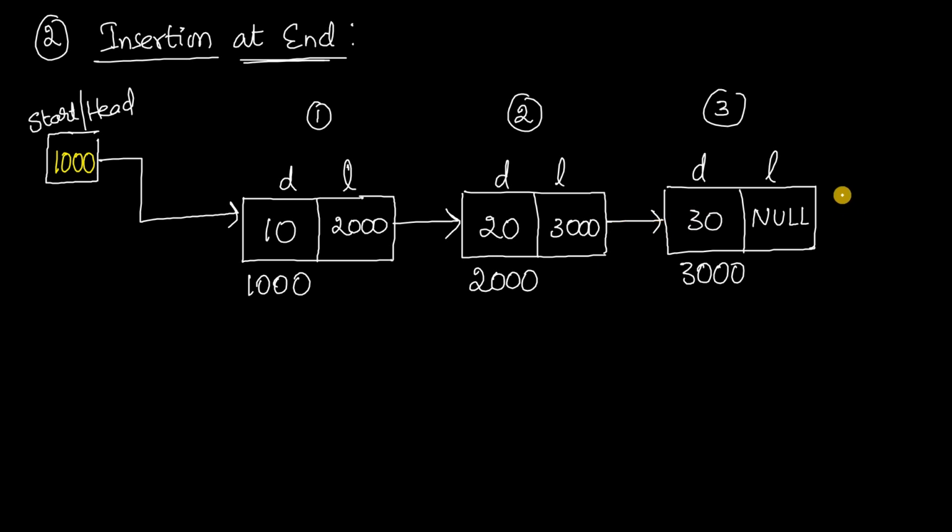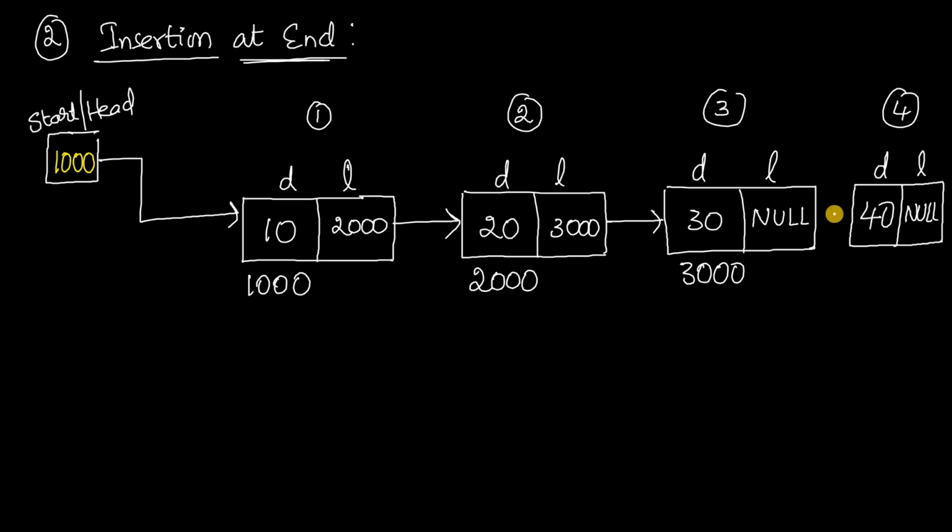See the next option, second operation, insertion at end. I want to insert a new node at the end, that is after this third node. First of all, what we have to do is create a node. This is the data field, and this is the link field, and we have some data here, that is 40, and by default you will have the null here, right? Now this is the fourth node.